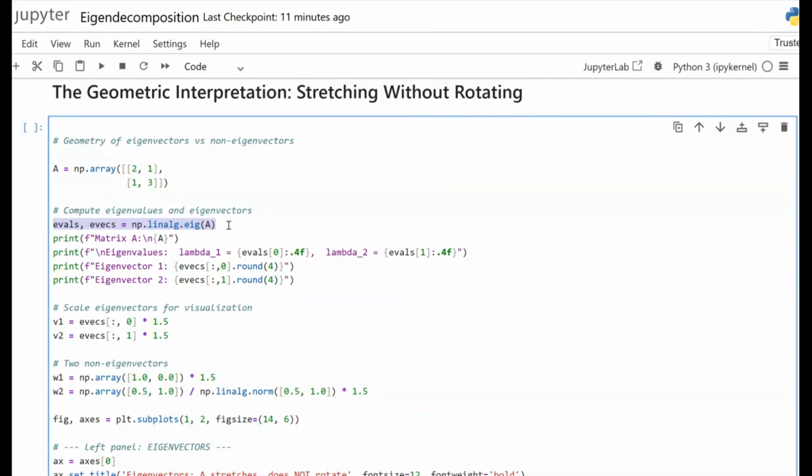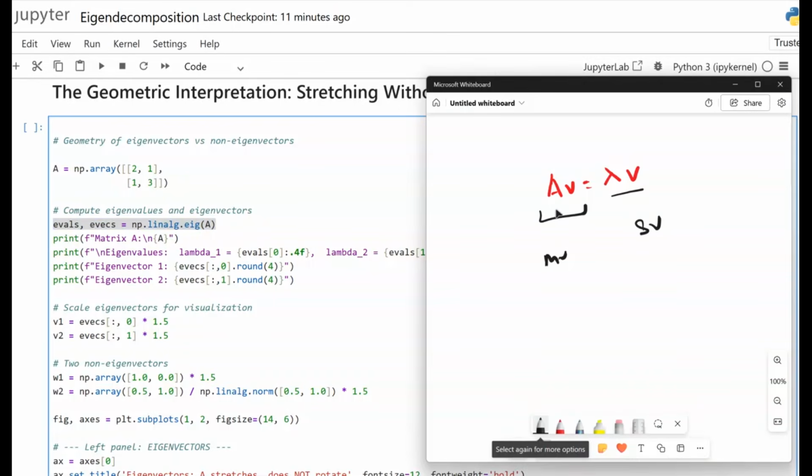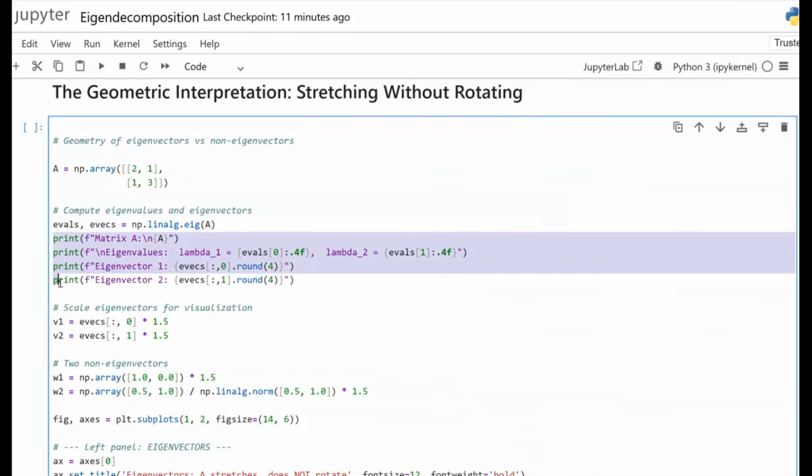Eigenvalues lambda 1, lambda 2 and the corresponding eigenvectors are stored as columns. And as I specified mathematically, AV equals lambda multiplied by V. Here we display our eigenvalues and eigenvectors numerically. And kindly observe this exact EVAX, which extracts the first eigenvector, that is column-wise storage.